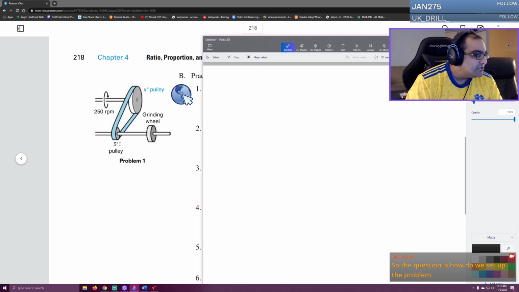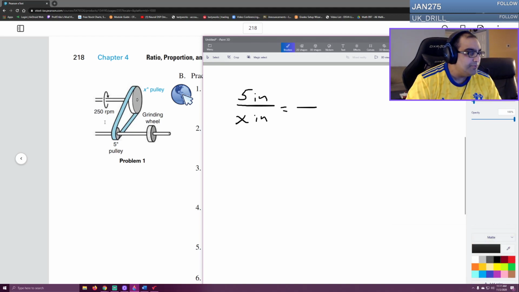So here we have a 5-inch pulley, and it should have more RPMs. So I'm going to put 5 inches here, and we'll put an x amount of inches down here. Now, because it's inverse, we're going to flip these two numbers around.